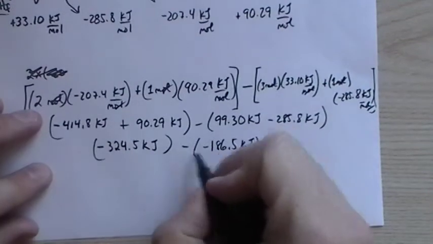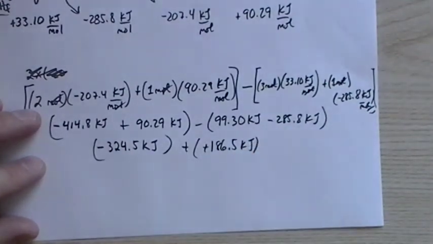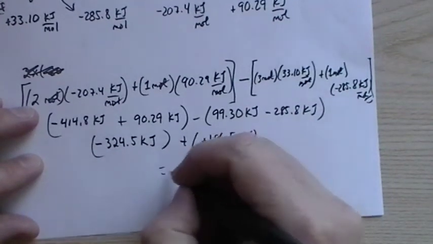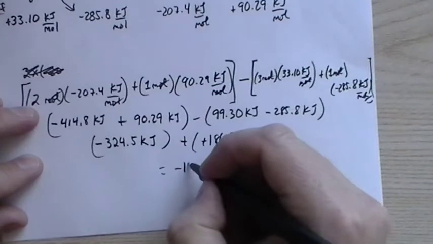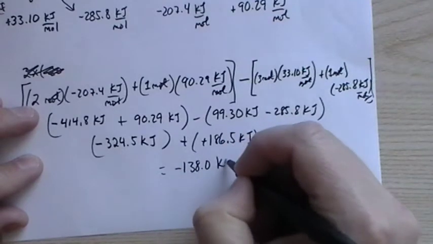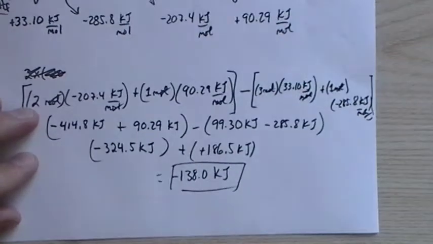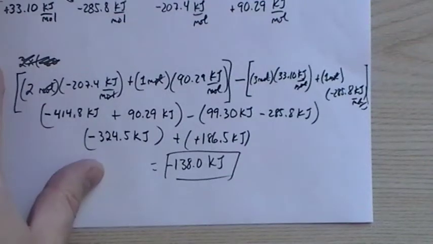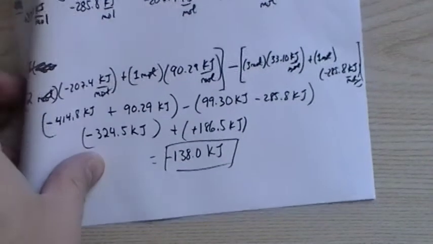So, see, this is minus and a minus, so that's positive now. It's 324.5 plus 186.5, and we get an answer of minus 138.0 kilojoules. I think I kept track of the significant figures, because we're adding and multiplying all the way through, but I think I got everybody. I think I kept them as they should be.